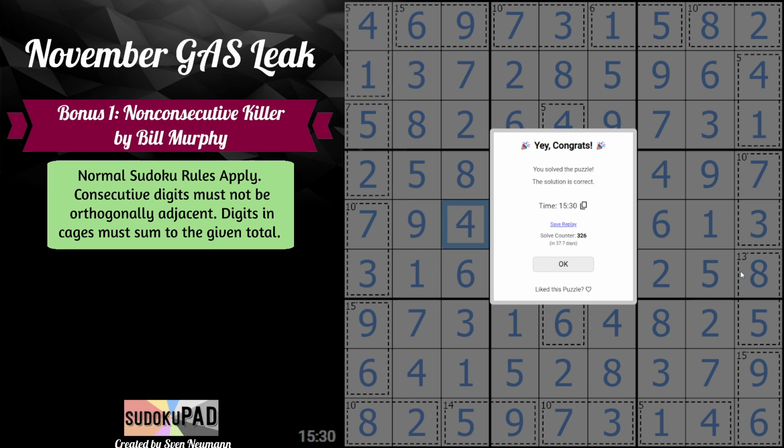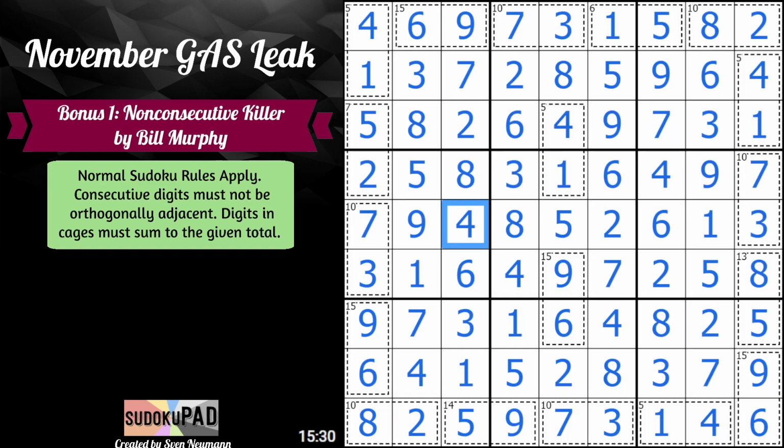And we are done in 15 minutes and 30 seconds with Non-Consecutive Killer by Bill Murphy. Not quite so easy for me on that one, but we will see how we fare with the rest of the bonus puzzles.